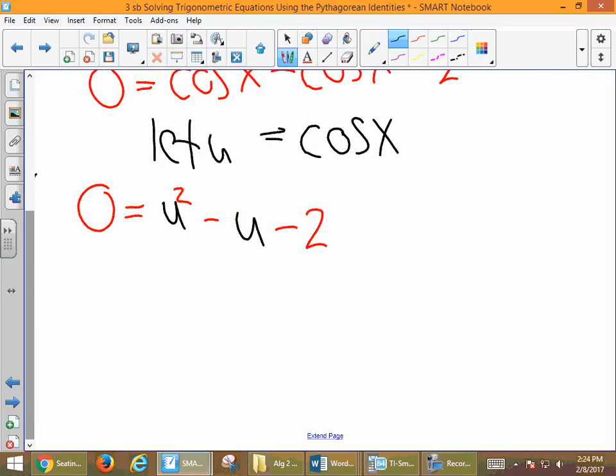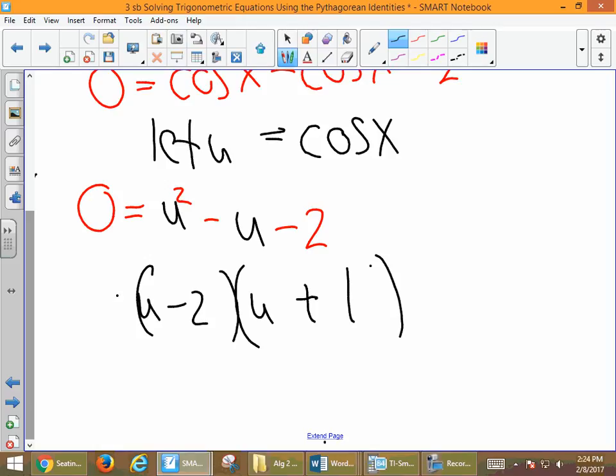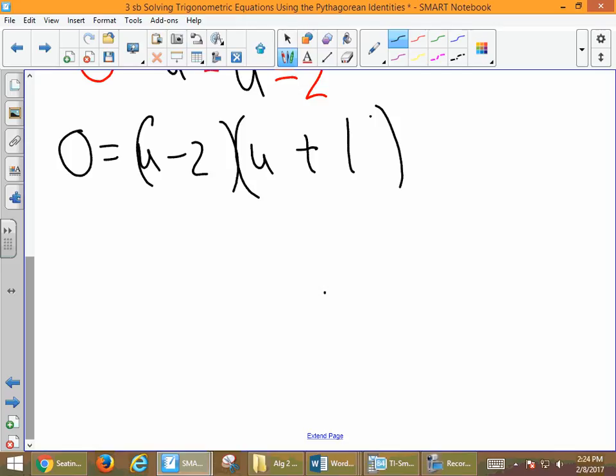And now we need to factor. What are the two factors that could work for this quadratic? We need -2 and +1. So we'll have u minus 2 and u plus 1. We see that -2 times 1 is -2, and -2 plus 1 is -1, so these are good factors. These are both equal to 0, so we can set them equal to 0. We have u minus 2 equals 0, and u plus 1 equals 0.